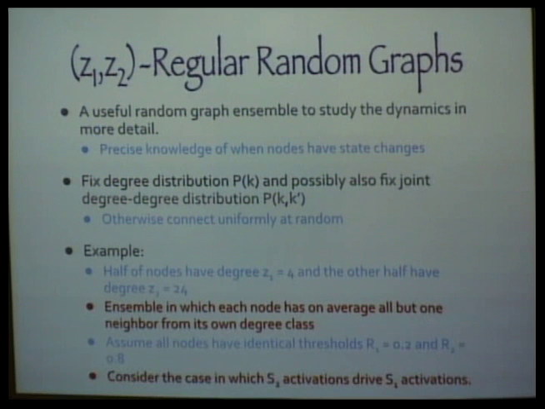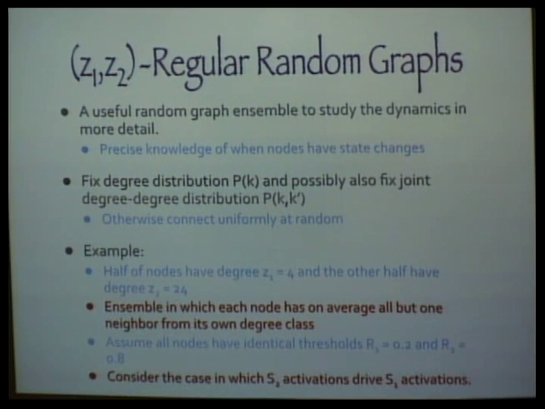It's a generalization of Z regular random graphs, which says that every node has the same degree, and otherwise I connect them up uniformly at random. I consider one edge of a node, and I randomly connect to another edge of a node, and I repeat until everything is completely connected. Okay. In this case, I have two types of nodes. I have nodes with degree Z1 and nodes with degree Z2.